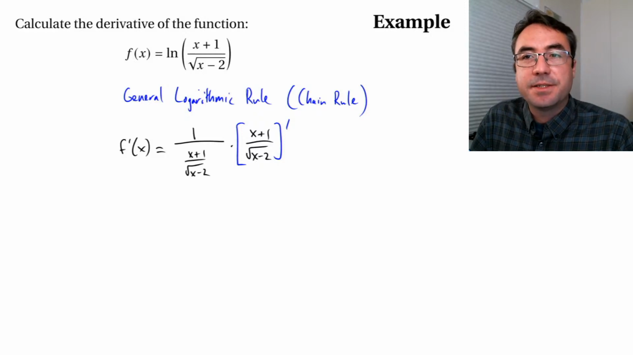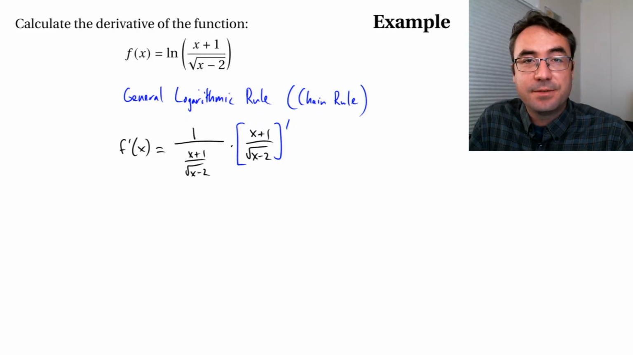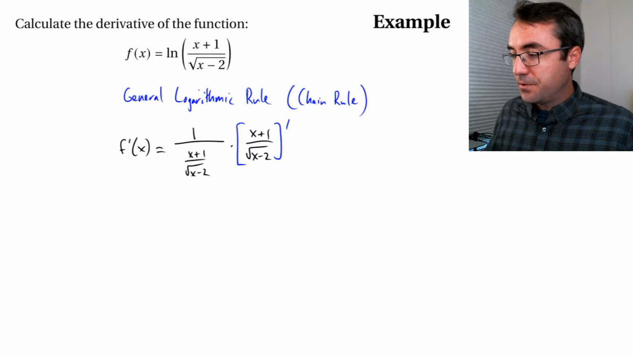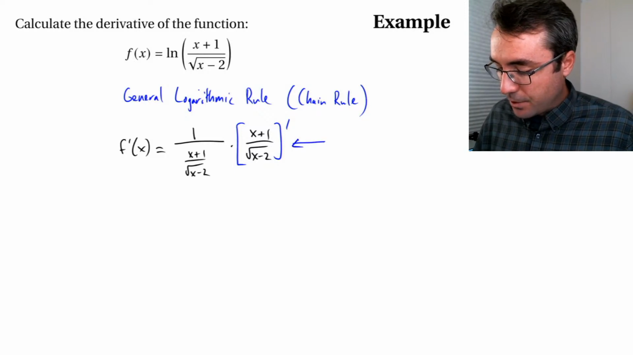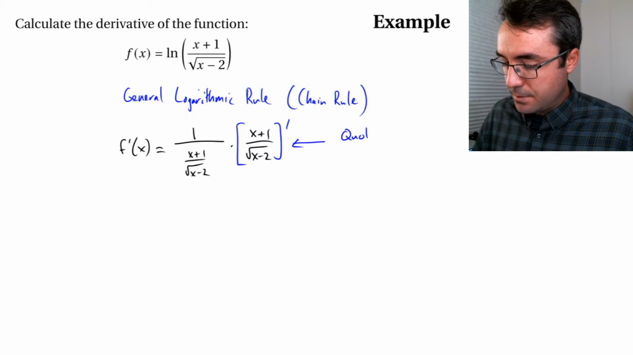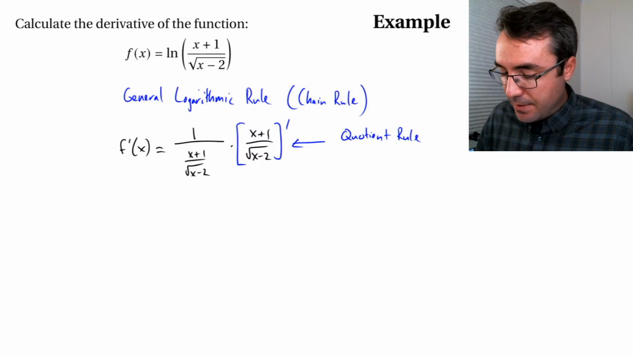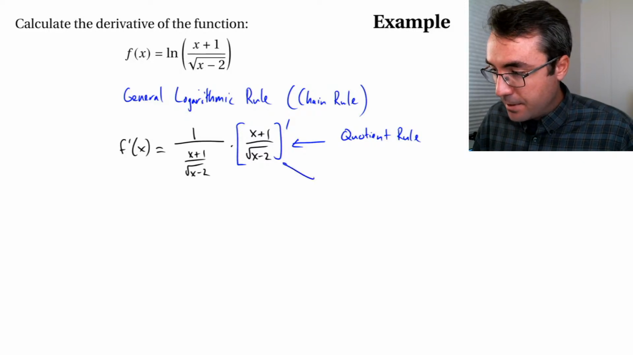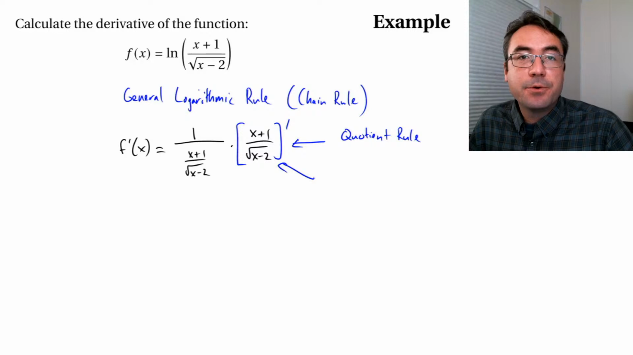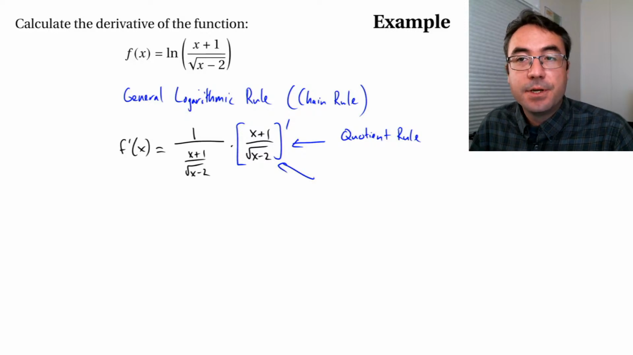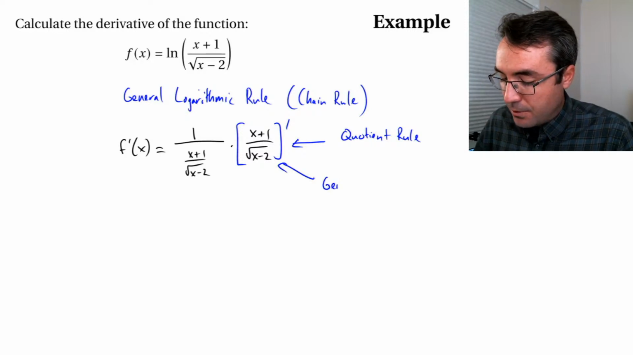And as we look at this, it's a fraction. So there's a few things we're going to have to end up doing. We're going to have to use the quotient rule. It's a fraction. There's variables on both the top and the bottom. And then when we look at the denominator, it's a square root of x minus 2. So we would have to use our general power rule whenever we differentiate that term.